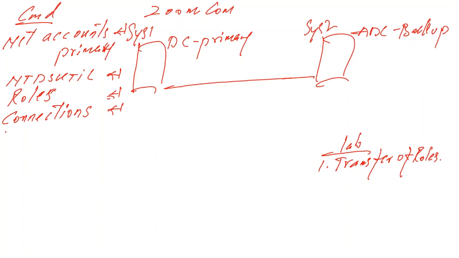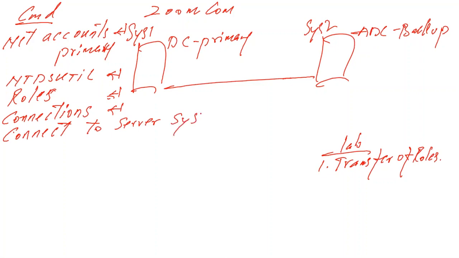Okay, now we have to check the connectivity. We are sitting on system 1, and we have to check the connectivity with my system 2. So write down this command: connect space to space server space.